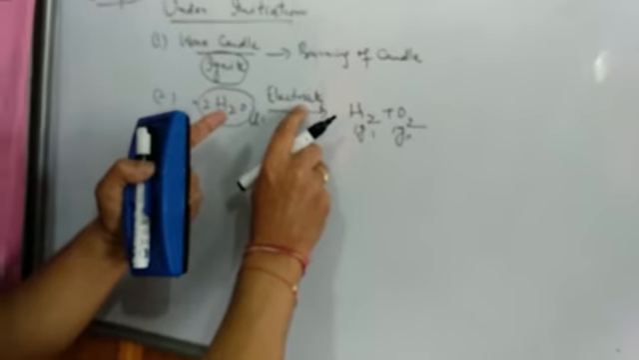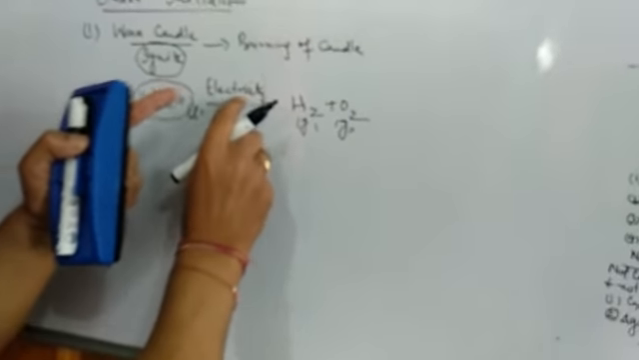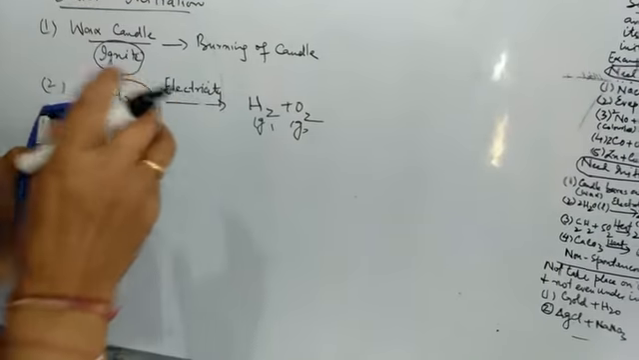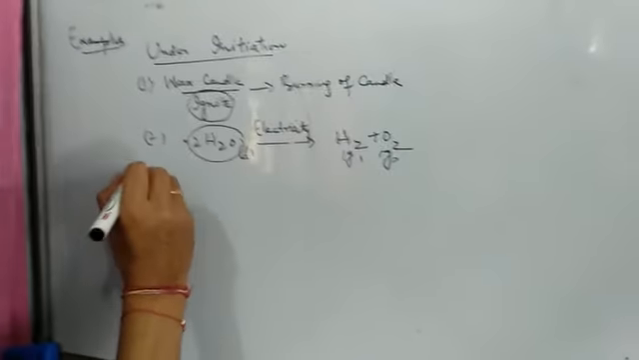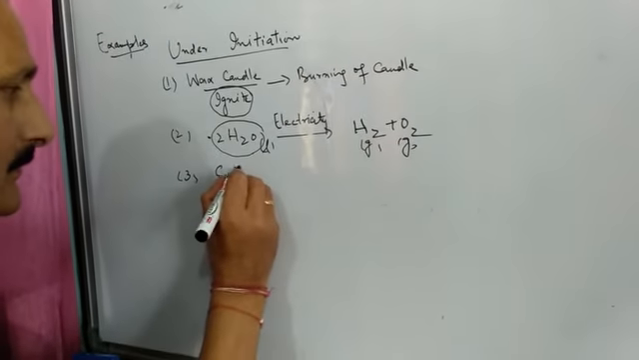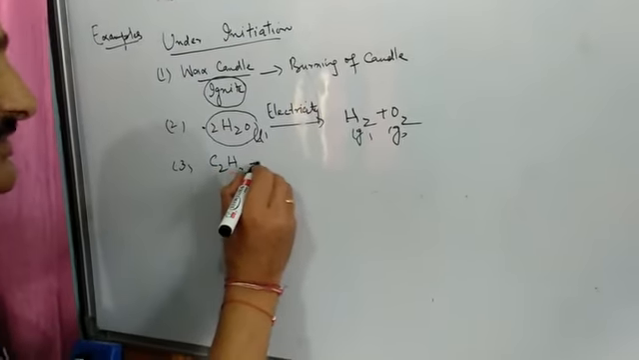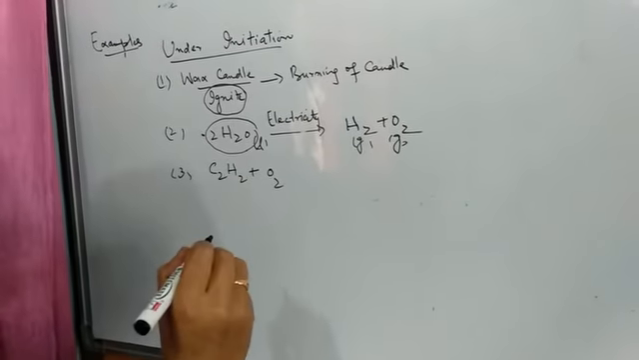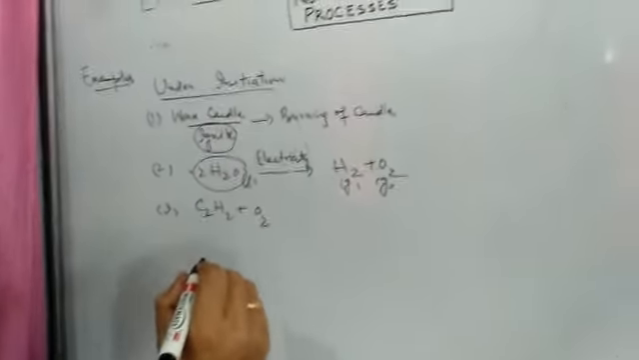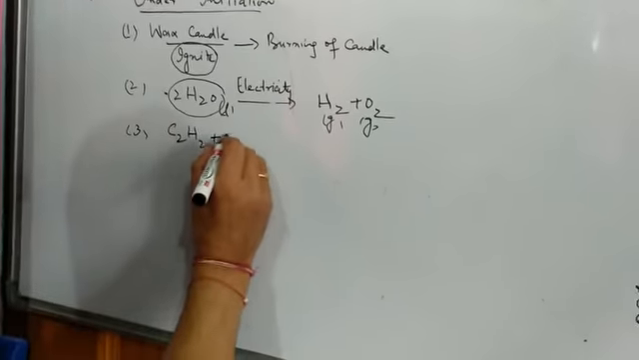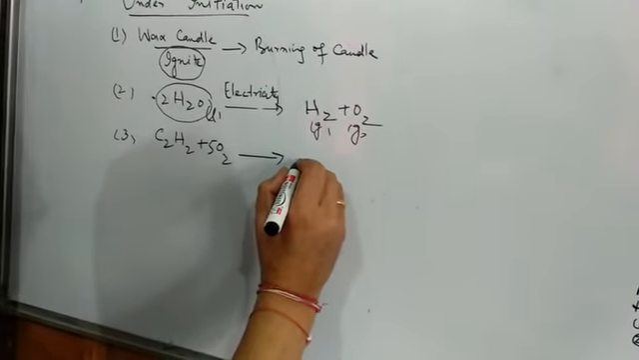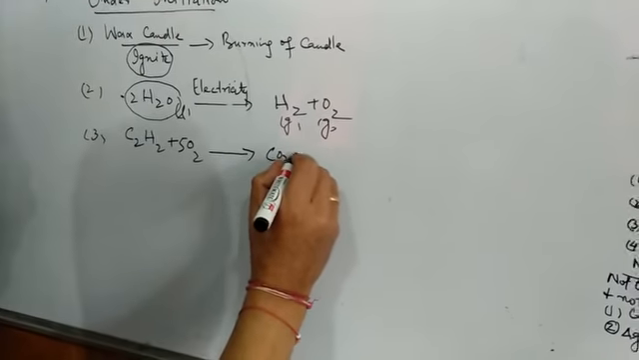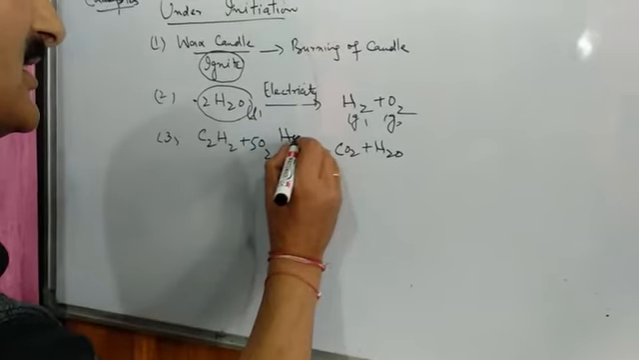And what is the initiation here? The initiation is the provision of electricity. We have provided electricity to this process so that electrolysis takes place. Similarly, I can give you another example. This is acetylene. Its oxidation with oxygen forms carbon dioxide and water, but it also requires initiation, and here the initiation is heat.